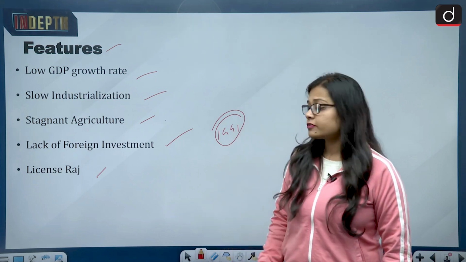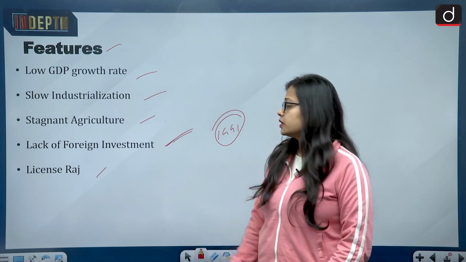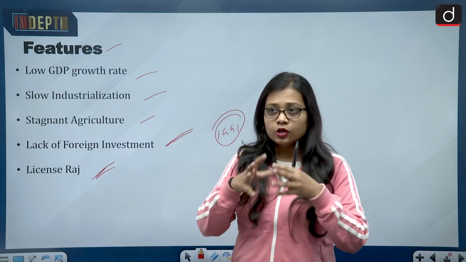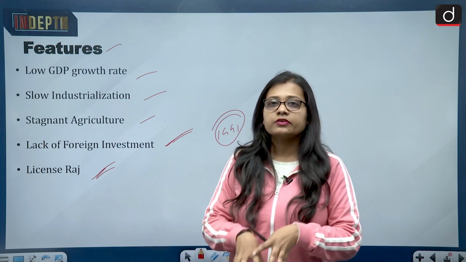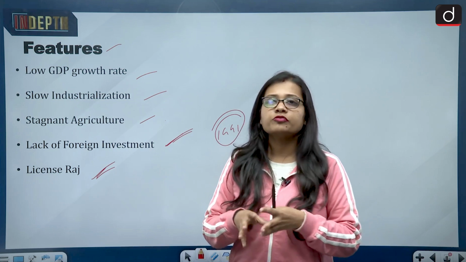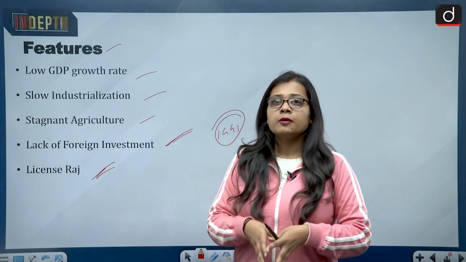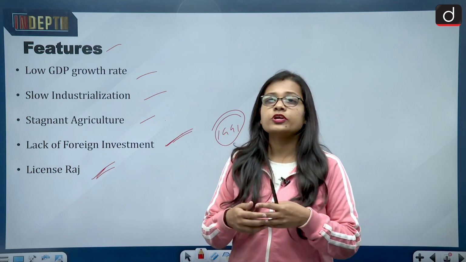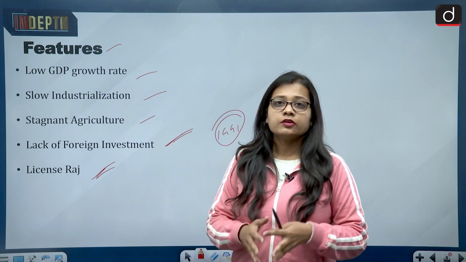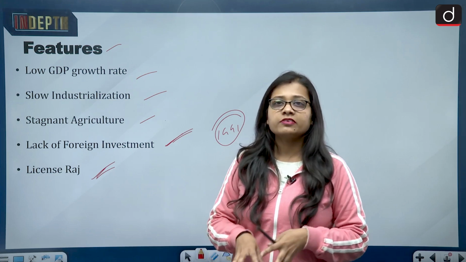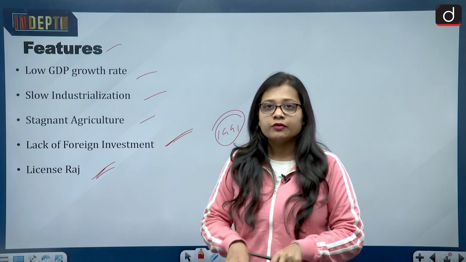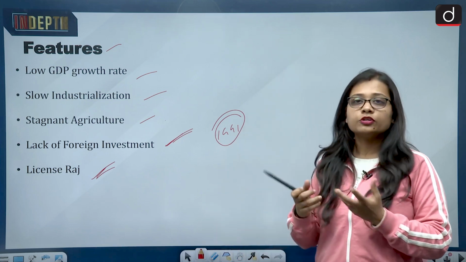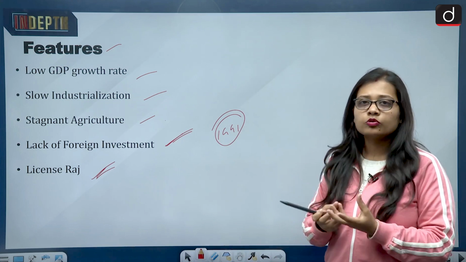So foreign investments could not be raised, and license Raj led to low private investments, because in every single thing there was so much regulation, and permissions and licenses needed to be taken, so the private sector could not enter much. There was so much regulation that the private sector and the private companies were working at a very low pace. So these are a few of the features of the Hindu growth rate, that is why the low growth rate happened.